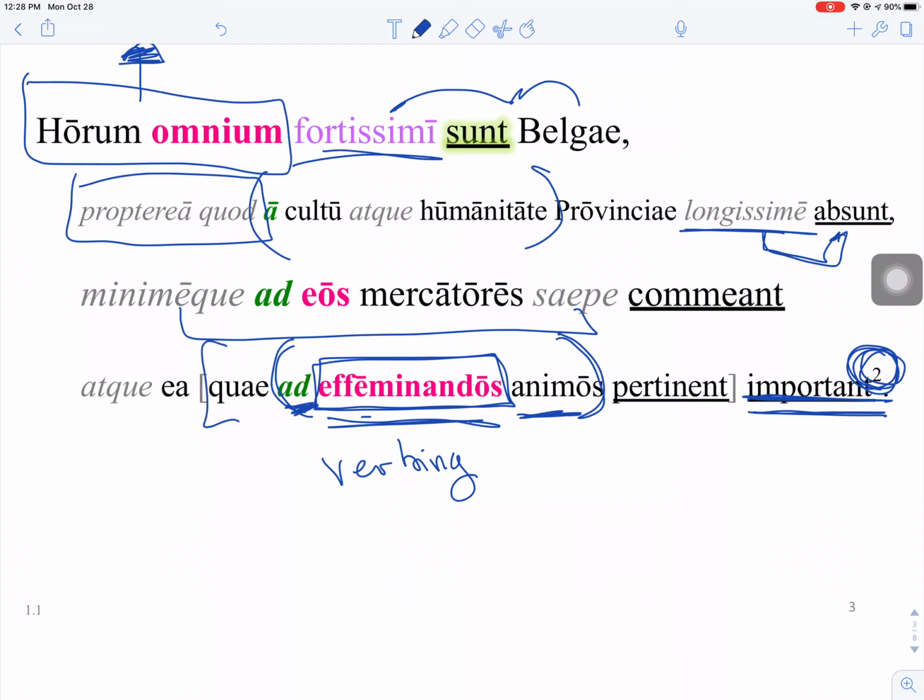And if I have brackets, it means that's a syntactical unit. Very often it'll be an ablative absolute, but not always. So this is just that I want you to know that ea and important are one thing, and then this is its own thing. I didn't want you to get confused by that.